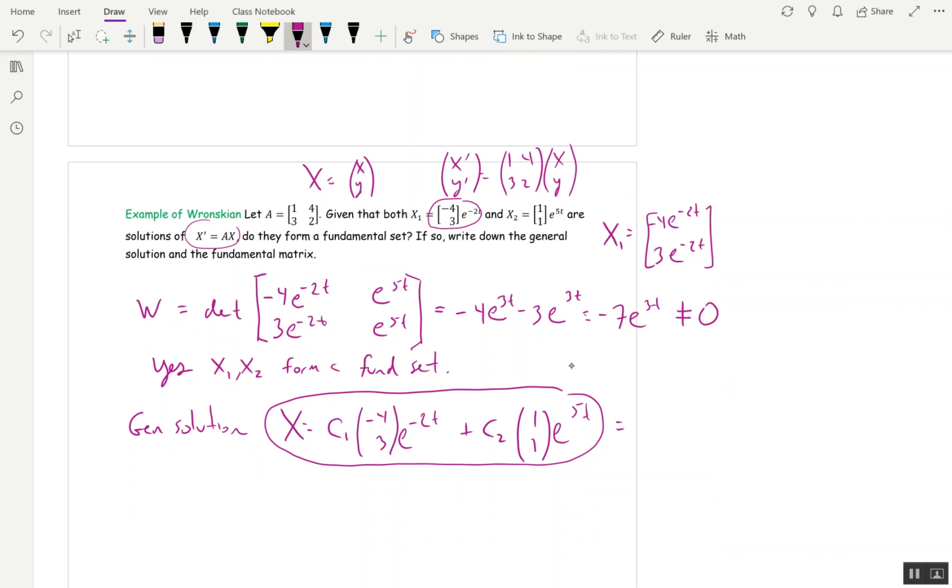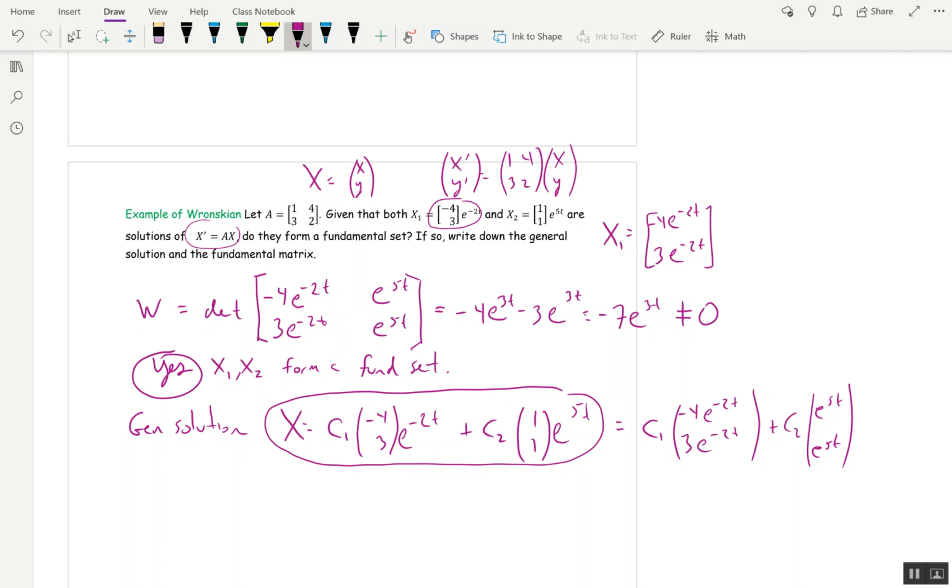So that is equal to C1 [-4, 3] e to the negative 2t, plus C2 [1, 1] e to the 5t. But typically we don't do that. We do it to find the Wronskian, but when we're writing down the general solution, we'll leave the e factored out. All right, and so this question actually was asking 3 things.